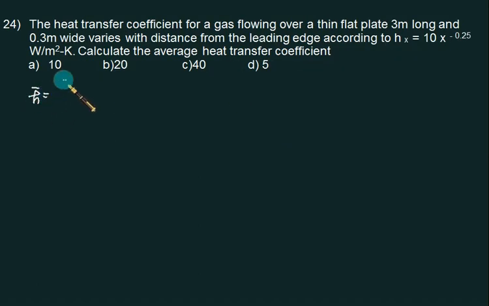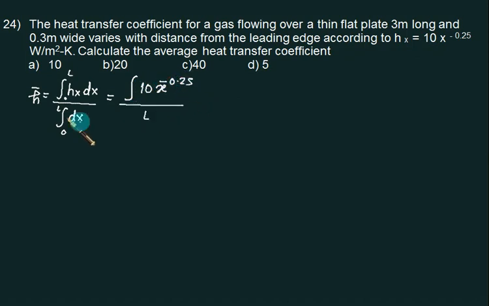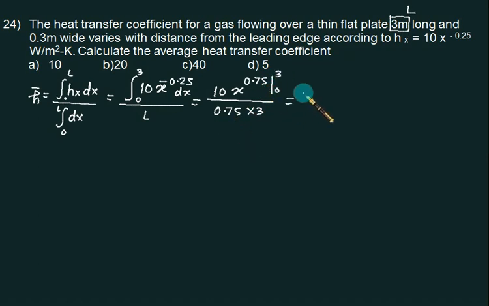The heat transfer coefficient you have to find out. The average value you have to find out. Local heat transfer coefficient is given. So use the mean value theorem: integral of Hx dx upon integral of dx. Substitute 10 into x to the power minus 0.25 as Hx, into dx upon L. L is given as 3 meter. So we have 10 x to the power minus 0.25 plus 1, that is 0.75, divided by 0.75, divided by L. And the limit is from 0 to 3. So we have 10 divided by 0.75 into 3 to the power 0.75. So your answer is 10.